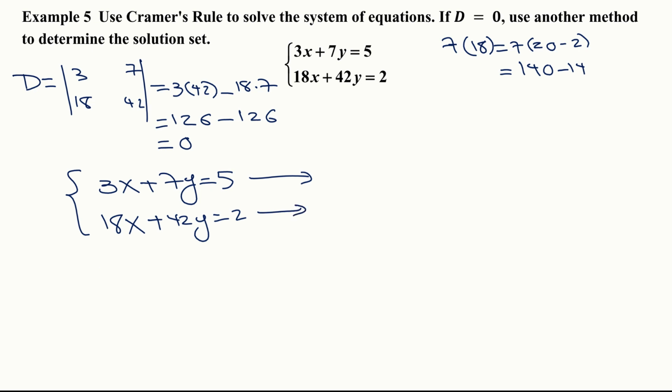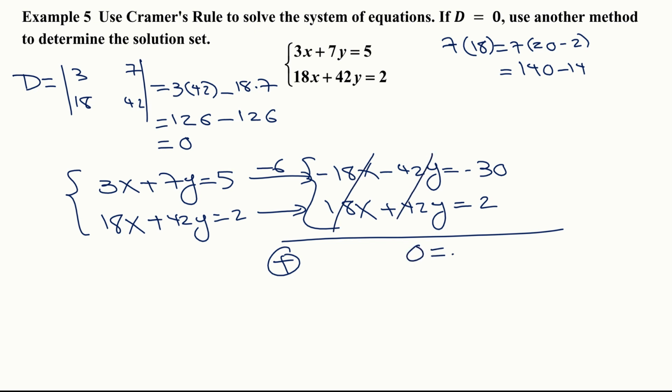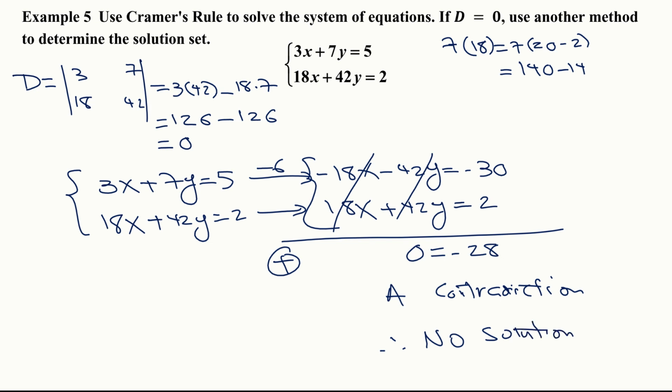So we'll go ahead and multiply the top equation by -6. That gives us -18x minus 42y equals -30. And 18x plus 42y equals 2. We go ahead and add the equations. Both of these zero out, so we get 0 on the left side equals -28, which is of course a contradiction. So now we know that this system has no solution.